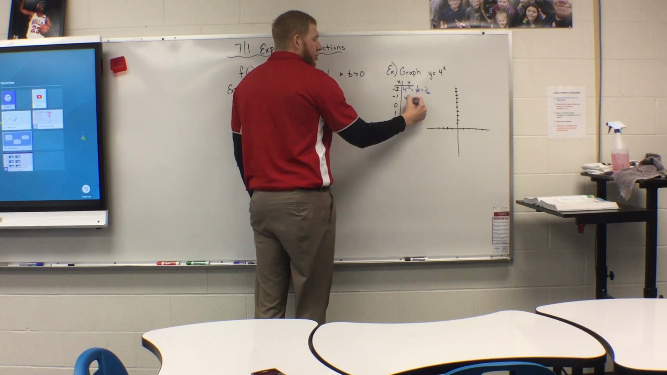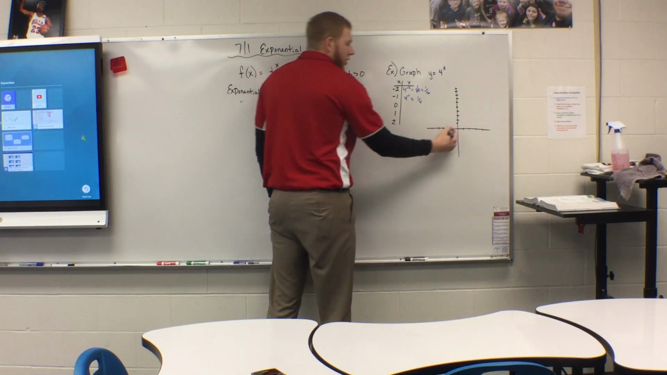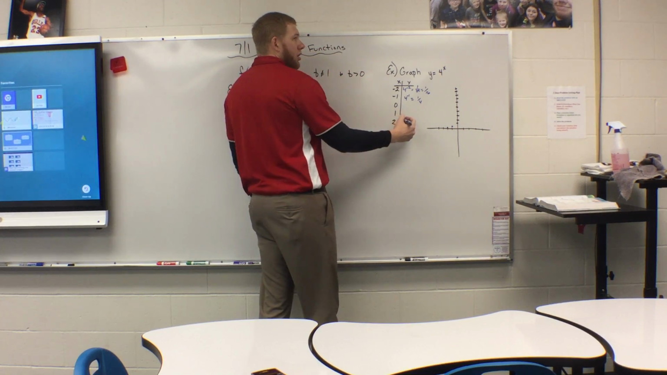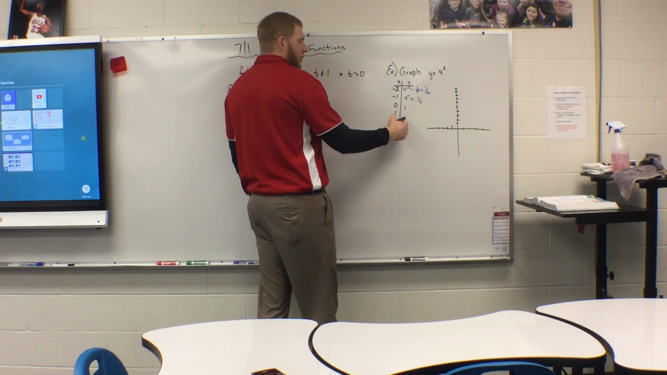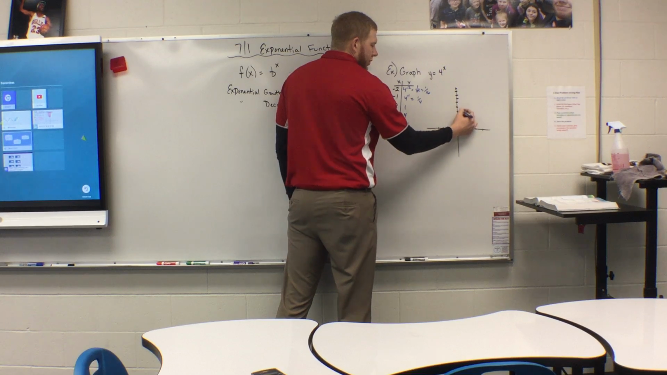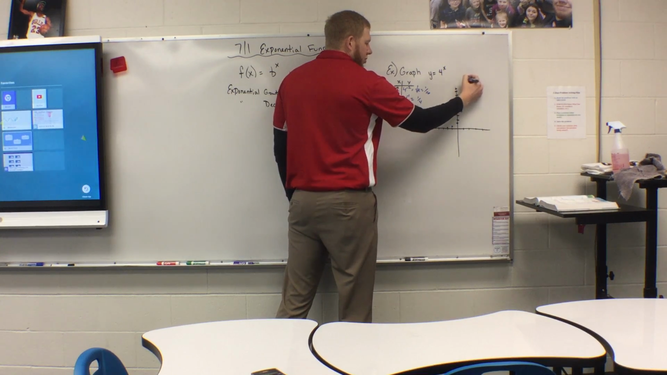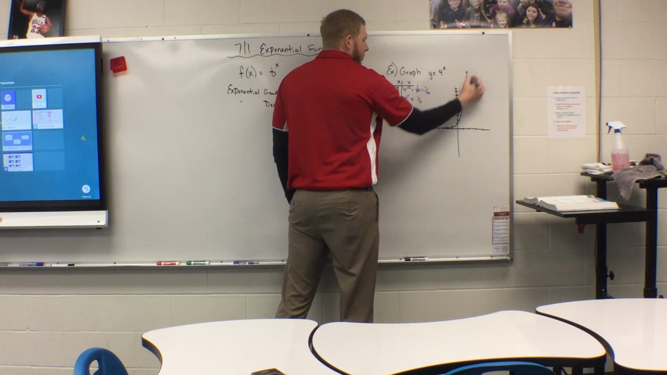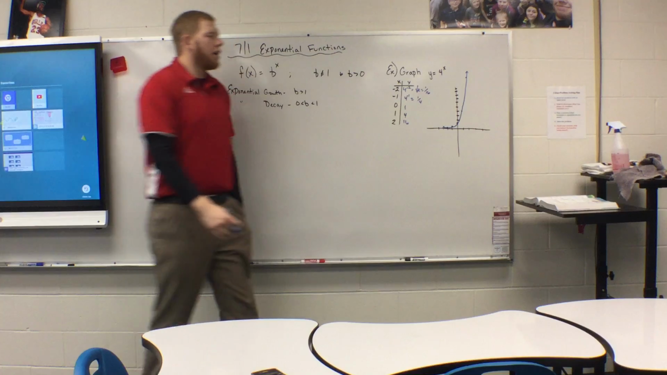4 to the -1 equals 1/4. Okay. 4 to the 0 power is 1. 4 to the first is 4, 4 to the second is 16. So again, we can plot these points. 1 up 4, 2 up 16 is probably up here somewhere. And notice our graph looks about like that.